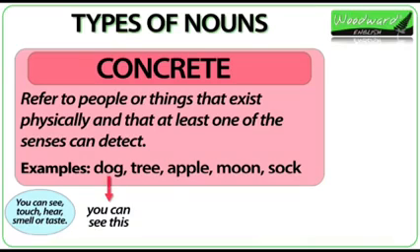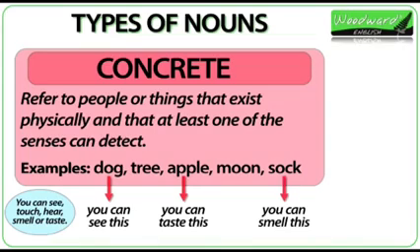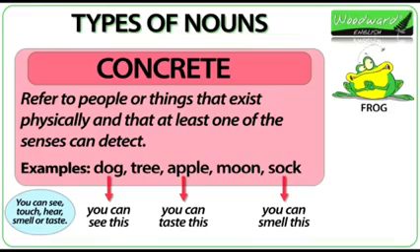Dog is a concrete noun as you can see a dog or hear or touch a dog. Apple is a concrete noun because you can touch and taste an apple. Sock is a concrete noun because you can smell a sock or touch a sock. Our examples with pictures. Frog is a concrete noun because it physically exists. You can see, touch, or hear a frog.